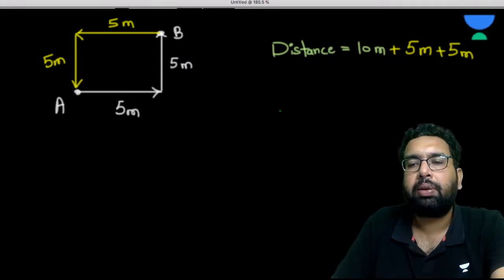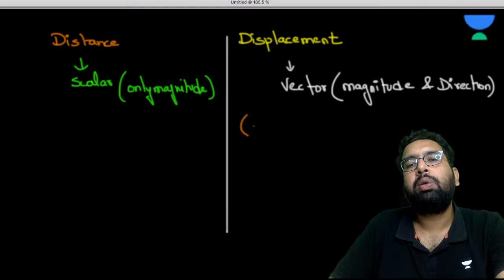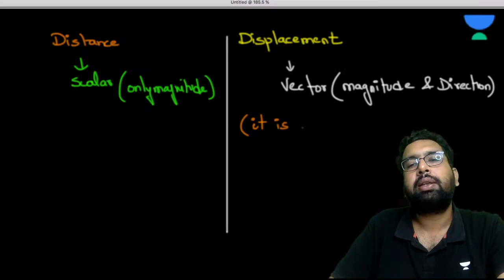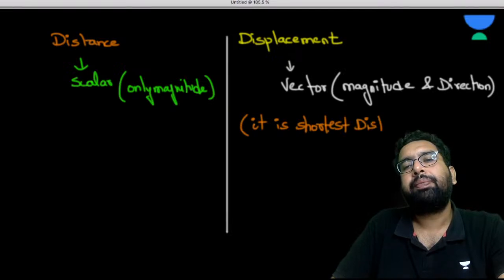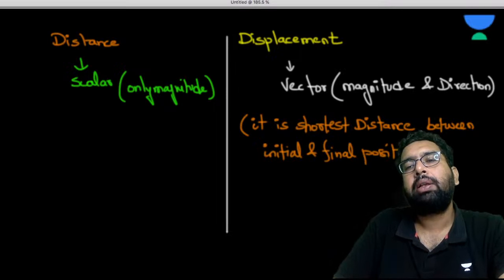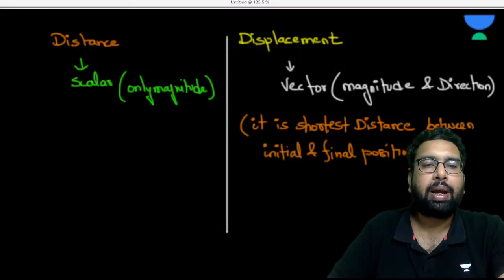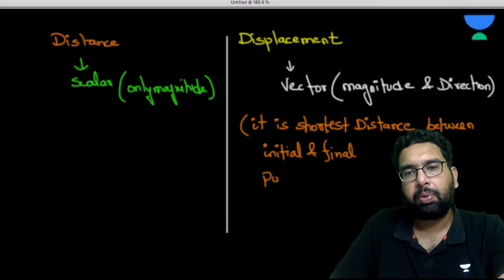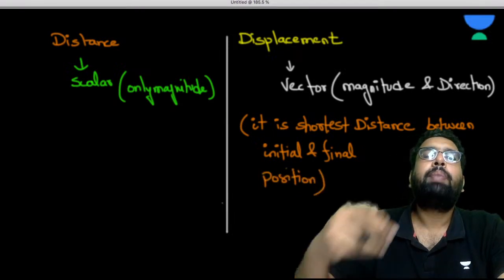But what is displacement? Displacement we understand. Basically, displacement is also kind of a distance, but it is the shortest distance between the initial and final position. Let's suppose someone has taken some path and has moved by some distance.